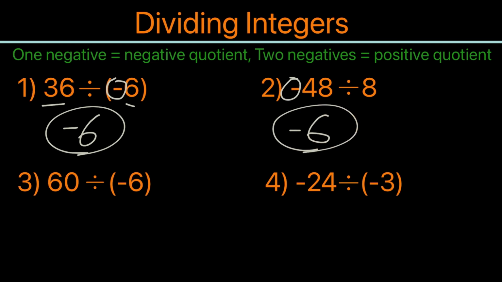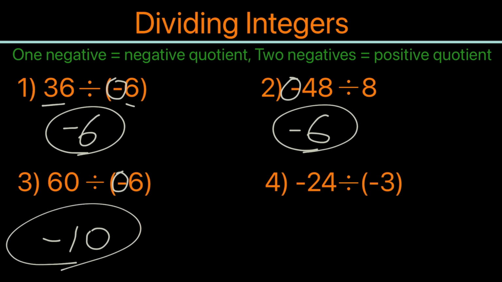For the third example, 60 divided by negative 6. So we have a negative here, so we know the outcome will be negative. 60 divided by 6 is 10. And so the answer is negative 10.